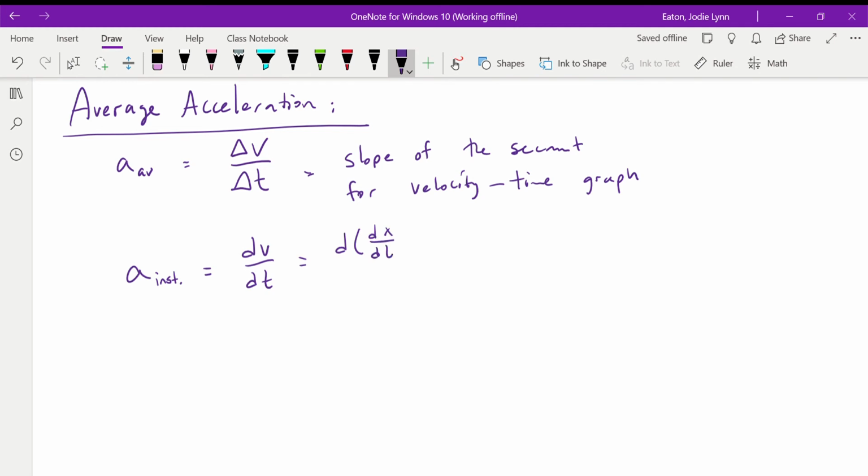which is the derivative of dx/dt, because we said that our velocity was the derivative of our position graph, which is equal to d2x/dt squared, which is our second derivative. So it's the second derivative of the position graph.